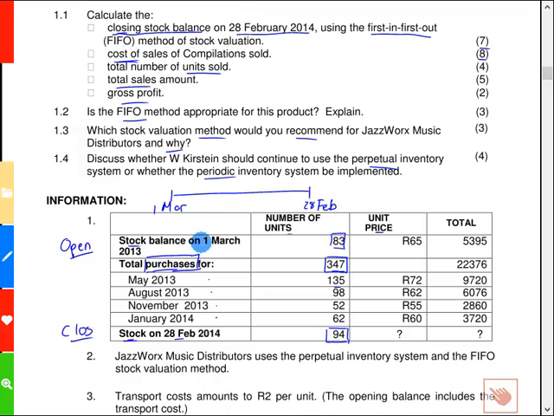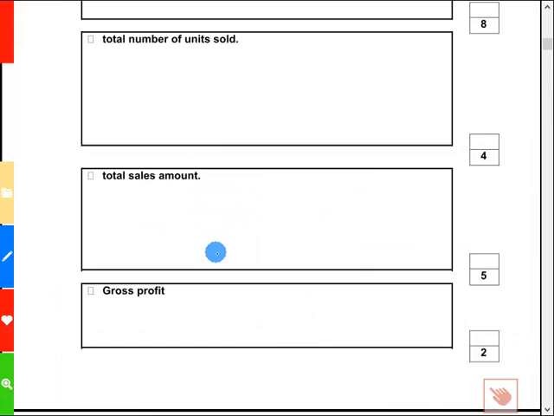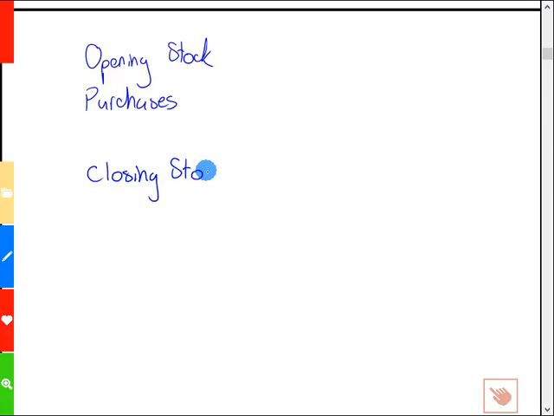Okay, let me just remind you quickly, how do we calculate units sold? If you've got the opening stock and you've got the purchases and you've got the closing stock, how will you know how many units were sold? Which ones do you need to add? Add the opening stock plus purchases minus the closing stock. Okay, good. So that's going to give you the units sold.